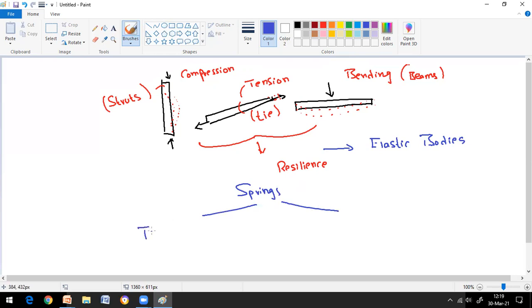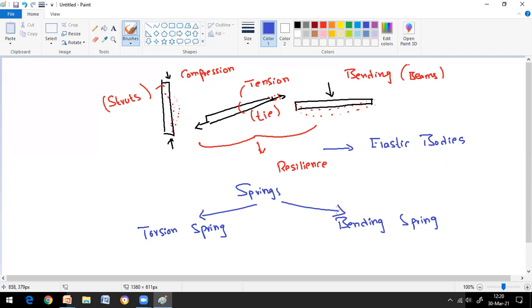One is torsion spring, where the springs are subjected to torsion. The other one is bending spring. So why are springs called a torsion spring and bending spring? When you see the name torsion, torsion in the sense the member will be subjected to twist, with respect to angle. Here bending means the member will bend, with respect to the longitudinal axis of the member.